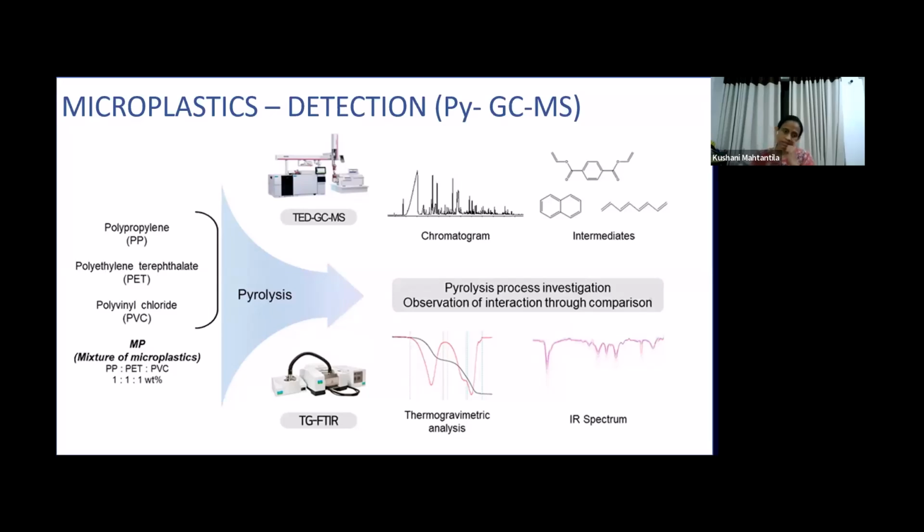In thermogravimetric FTIR, the sample is volatilized, the gas is injected into the FTIR, and the FTIR spectra are taken. This is called thermogravimetric analysis.